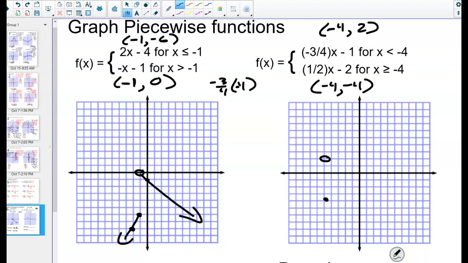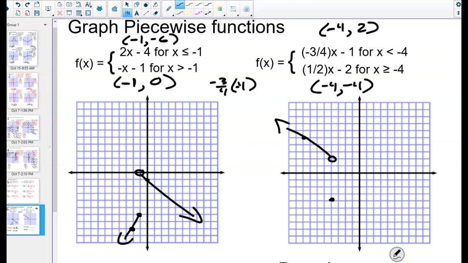My slope is -3/4. Up 3, left 4, down 3, right 4. But I'm only going left. I'm only going to the left of -4. Up 3, left 4. We go down 3, we go right 4. We're only going to the left though. So this point over here is irrelevant. -4, 4, this point right here, that's a solid dot.